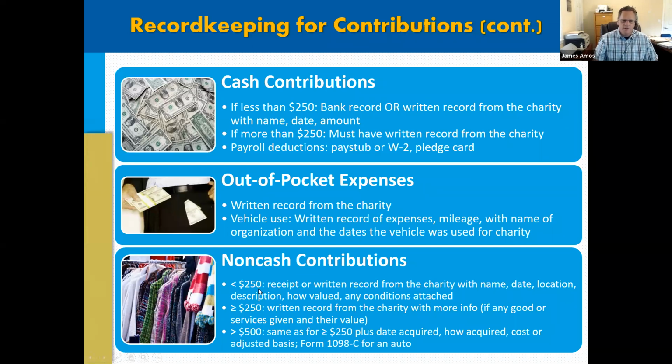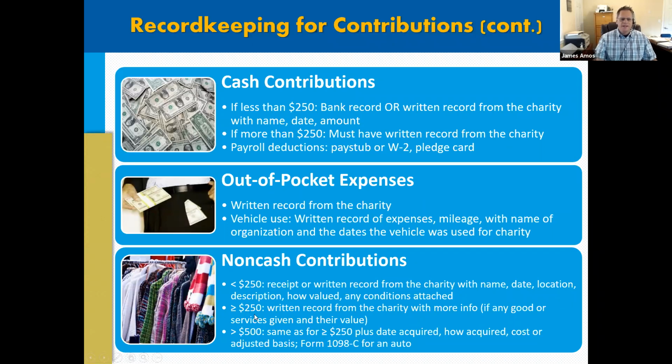So let's say you just gave away a bag of clothes and it's worth $100. Just get the card, make sure the date's on there, make sure the location where you donated is on there, and put down a description of what you donated: one bag of clothes, how you valued it, thrift shop value, and the condition, good condition. And then you put down what it's worth, $100.